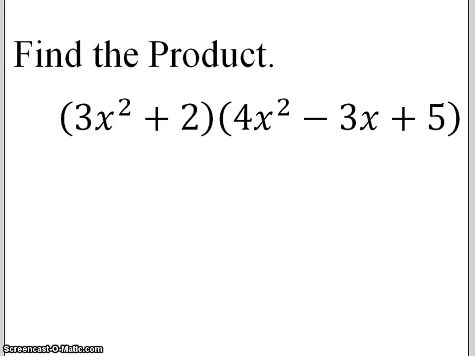Okay, let's look at two examples where we have to find the product, which means an answer to a multiplication problem. Find the product of two polynomials. We're going to use distributive property. So make sure you review all this information in your textbook. So we have 3x squared plus 2, a binomial. That's the first one right here. Then we're going to multiply by 4x squared minus 3x plus 5, a trinomial.